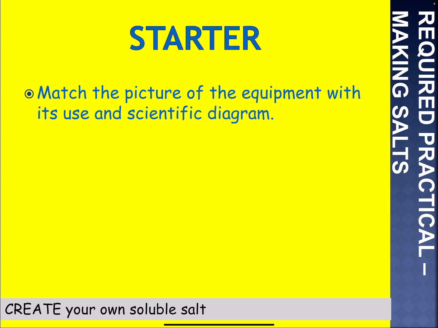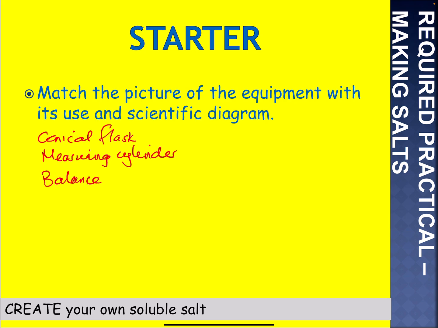Well, you'd certainly need a conical flask. Measuring cylinder, for measuring volumes. Possibly a ruler or a balance to measure the mass of the base. Make sure it's fair. Evaporating dish. Funnel. Filter paper. Gauze. Bunsen burner. Spatula.